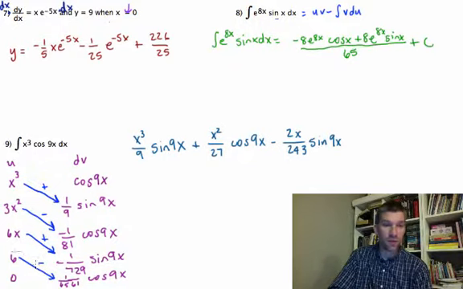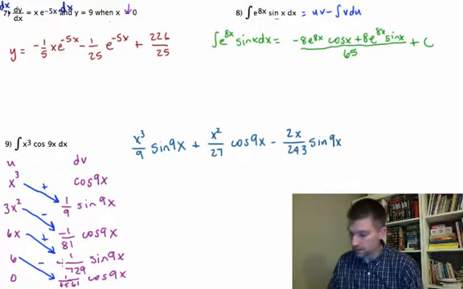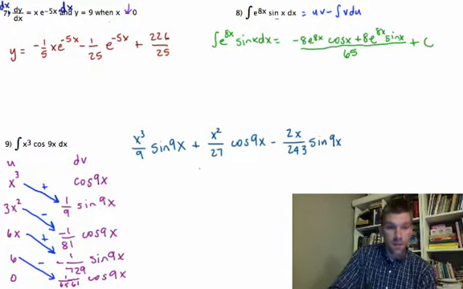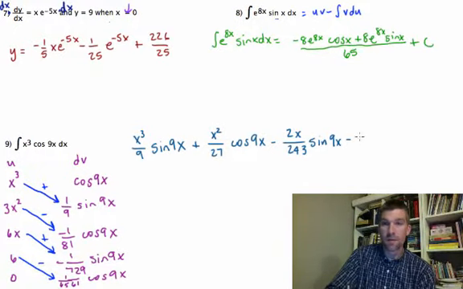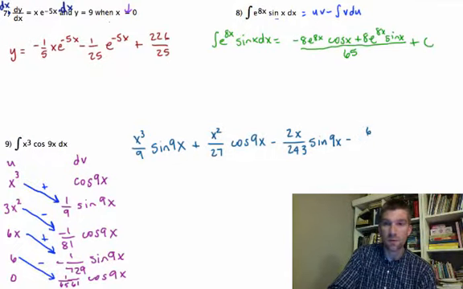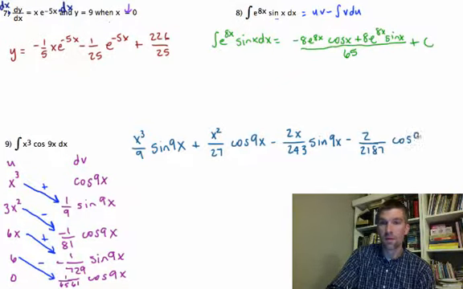And then the last one would be 6 times this guy. So 6 divided by 6,561. Two over 2,187. And so 6 times negative 1 times that, minus 6 over 2,000, whoops, not 6, but 2 over 2,187 times cosine 9x plus c.